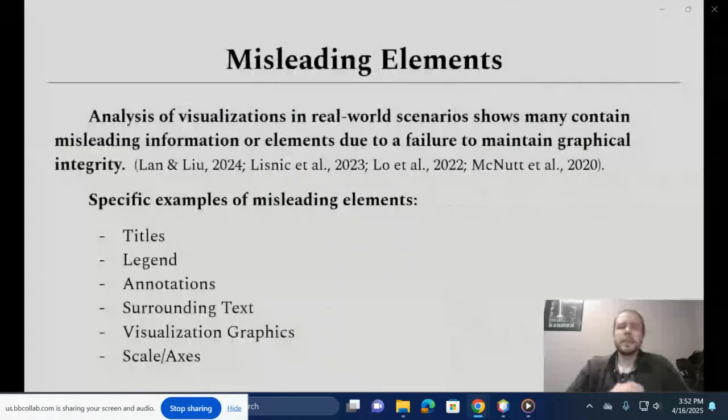So we're going to define misleading elements. Anything wrong with the title, anything biased in the legend, any suspicious annotations, inverted or truncated axes, bad area encoding, all misleading. A lot of misleading charts are not done on purpose. It's just bad chart design, a failure to maintain graphical integrity.